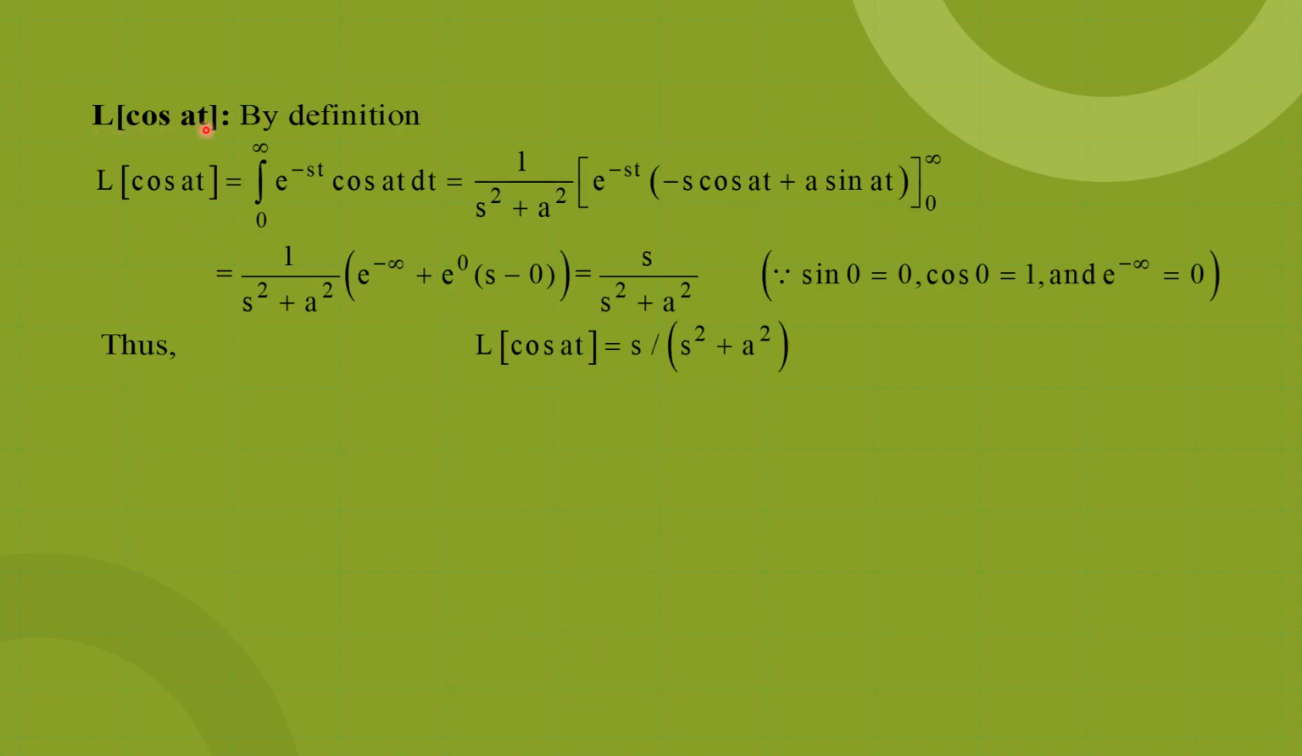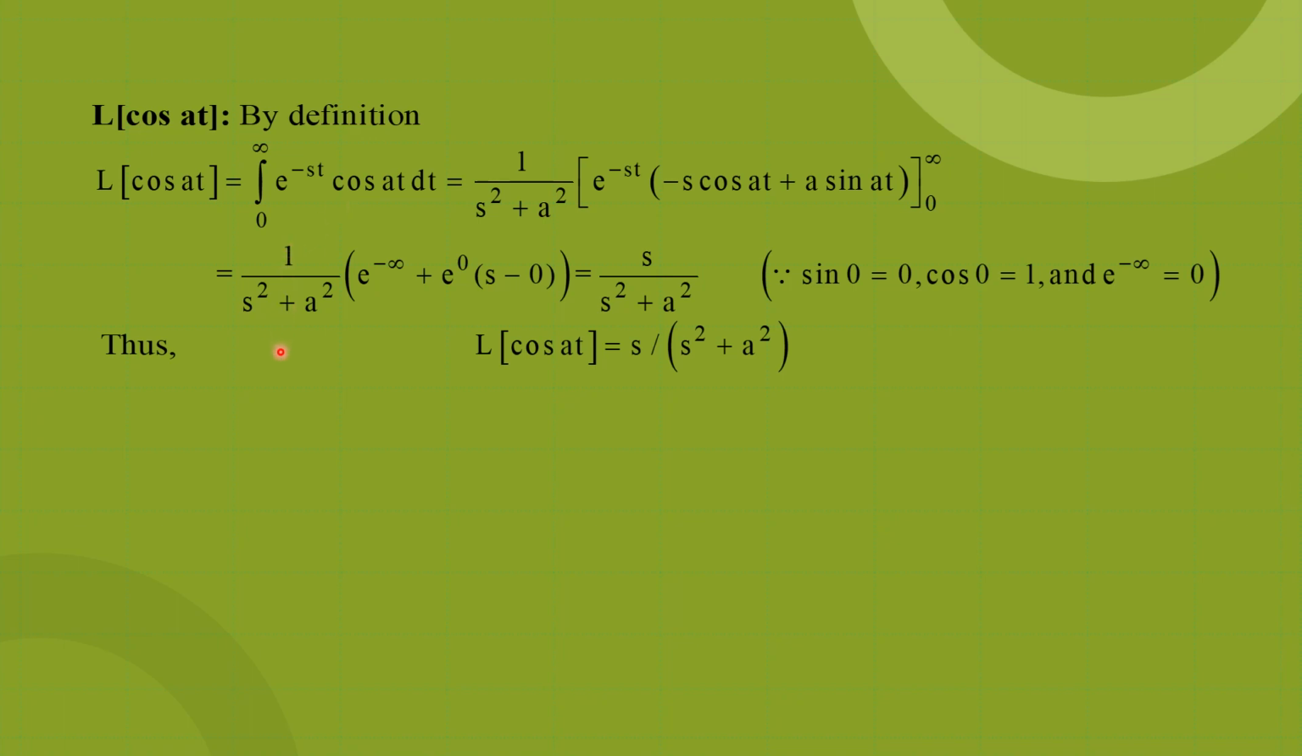Now Laplace of cosine at. Similarly, Laplace of cosine by the definition of Laplace transform, 0 to infinity e power minus st cosine at dt. Here it is equal to 1 over s square plus a square, e power minus st, minus s cosine at plus a sin at, infinity over 0. So by the previous slide formula we have this answer of this integral.